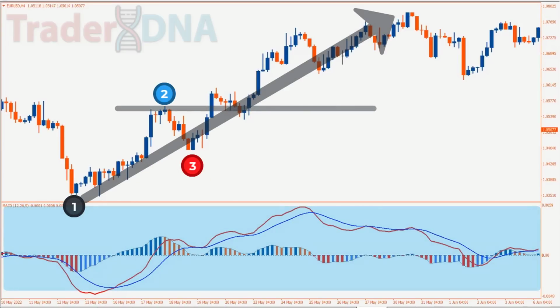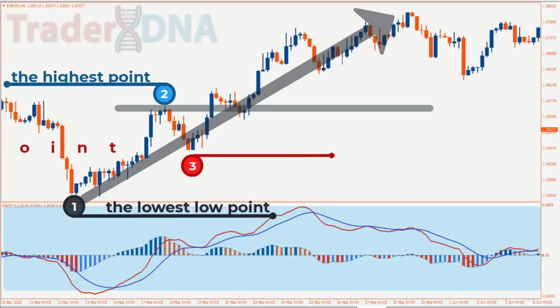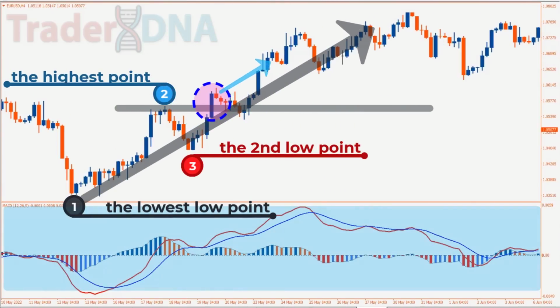In an uptrend scenario, the price will establish 3 key points. Point 1 marks the lowest low, establishing a support level. Point 2 emerges as the highest point, forming a potential resistance level. Point 3, the second low point, serves as another support level, which should be higher than point 1. A price breakout above point 2 indicates a continuation of the uptrend.